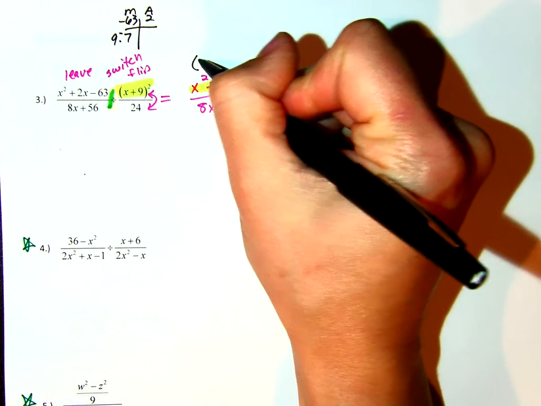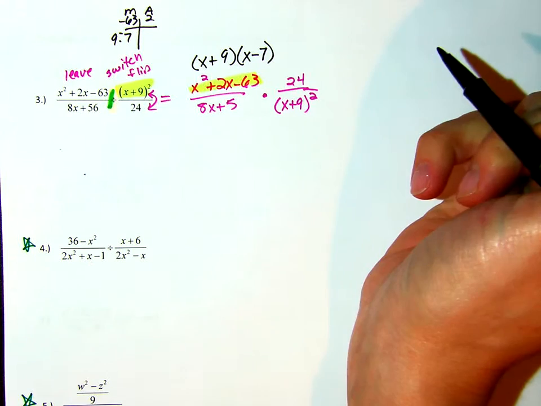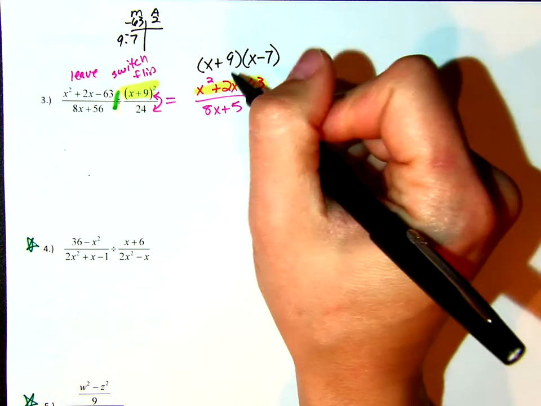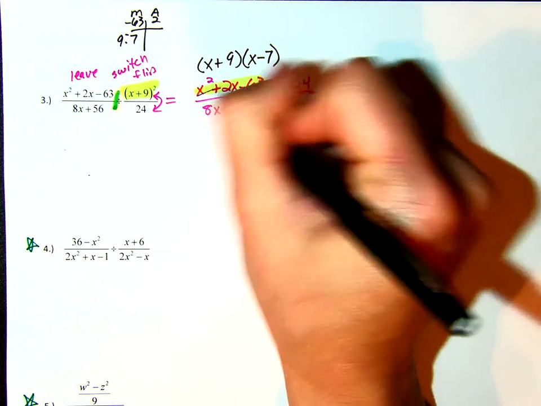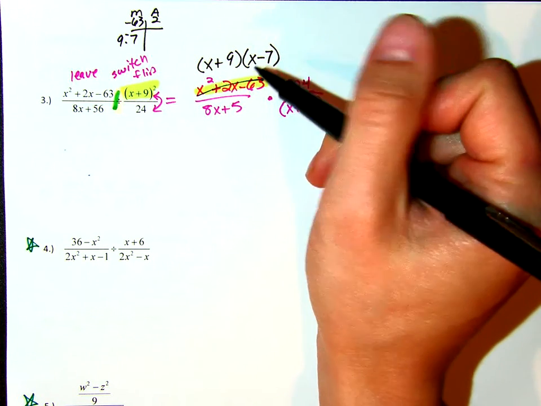So this will become x plus 9, x minus 7, and that would probably be a good guess since we see a 9 down here. There's probably going to have to be one up top to match it. There are no more exponents here, so that's as factored as I can go.